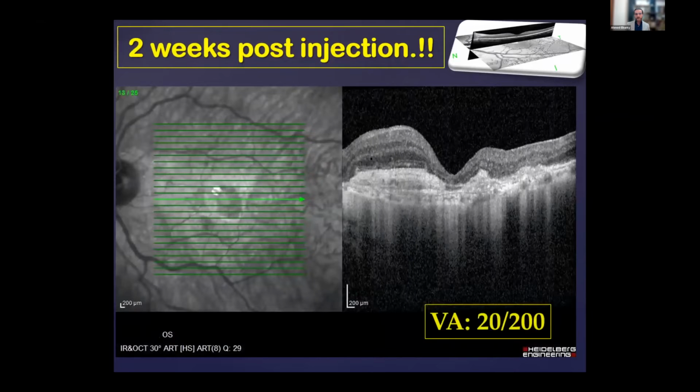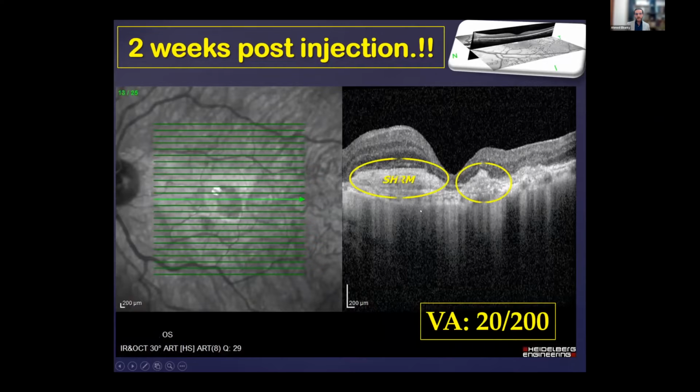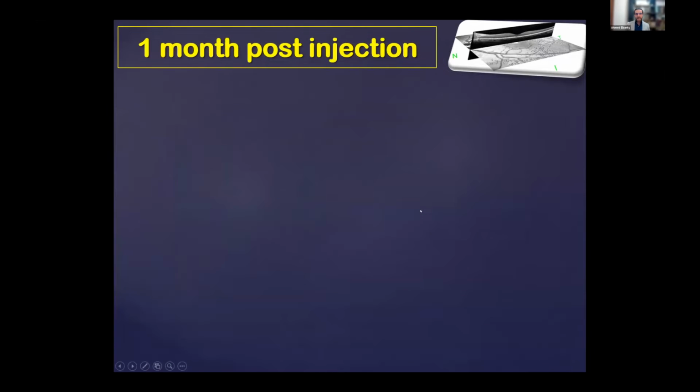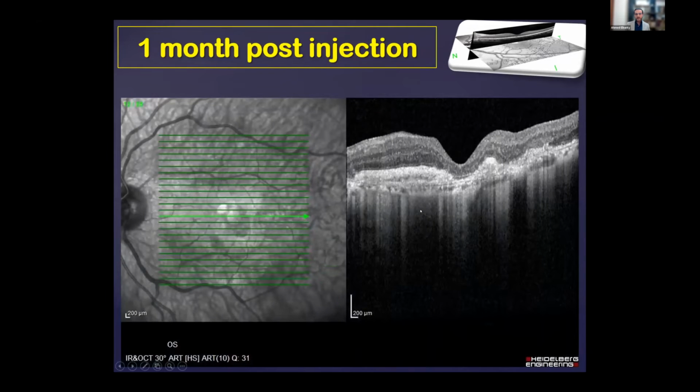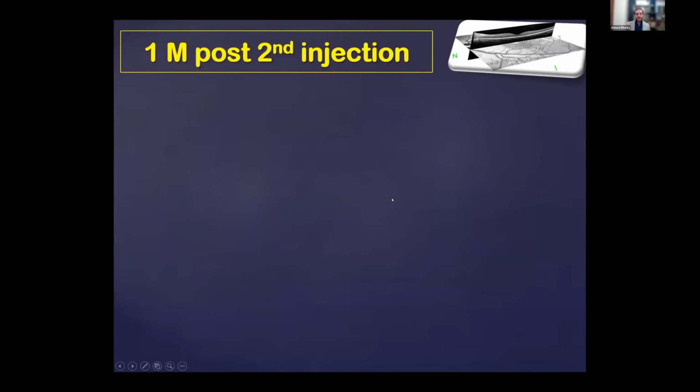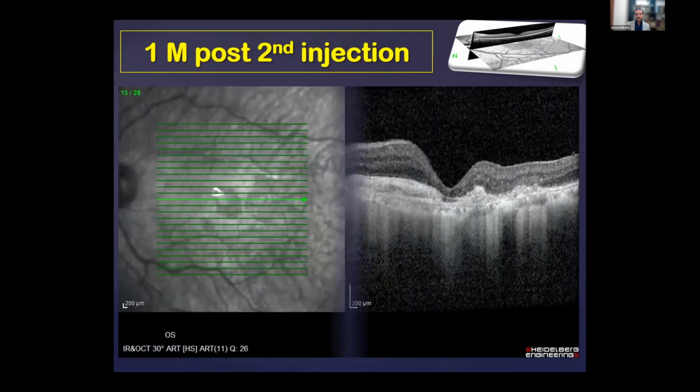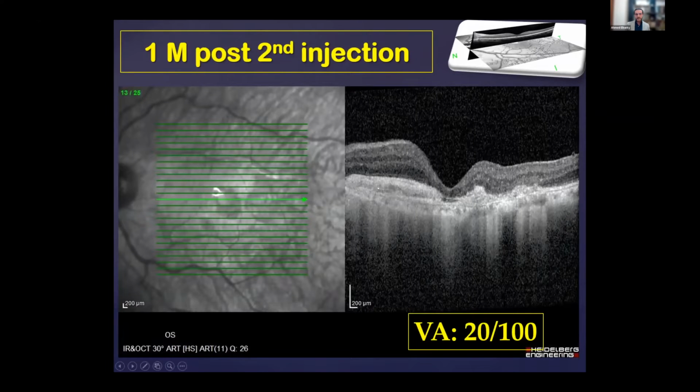2 weeks only after the injection, you can see the dramatic improvement in terms of fluid, but you can see here the shrimp is still there. The vision improved to 20/200, but still not the perfect vision. So we keep injecting the patient. And 1 month post-injection, there is a bit more improvement in the vision, no fluid, but still the shrimp there. So this is 1 month post second injection. Also no improvement in the vision, but still dry macula.